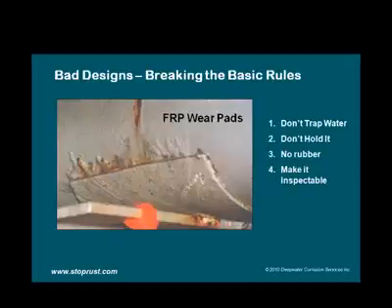Some other bad designs break the basic rules of corrosion. The basic rules are: don't trap water, don't hold water, like we said, no rubber, and make it inspectable. Another bad design is this FRP wear pad, as you can see here in the picture. This is an FRP material that is applied with caulk and then epoxy and then caulked around the edge. The idea is to stop water from getting in there as well as allow for the pipe to move on the pipe support.